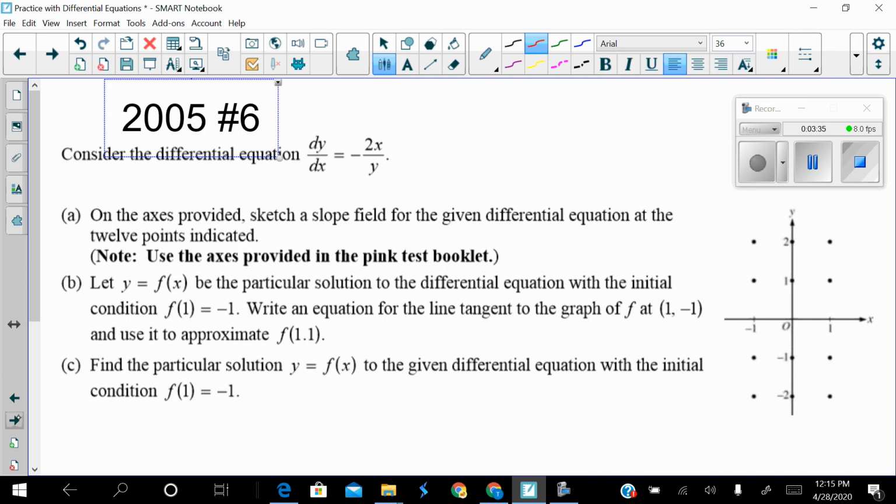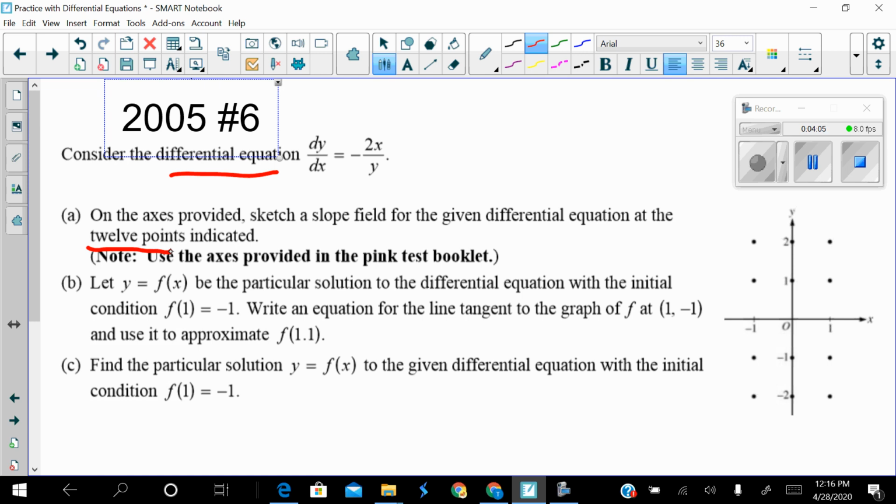Okay, so the first one, this is 2005. They give you a differential equation, right? Basically, that's an equation with the derivative in it. First thing they want us to do is sketch a slope field at the 12 points indicated. Okay, so we have to draw little line segments that have the slope -2 times the x-coordinate of that point over the y-coordinate of that point. So I like to get rid of all the ones that are 0 first.